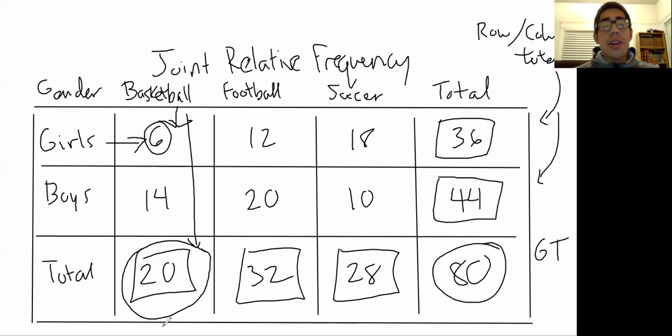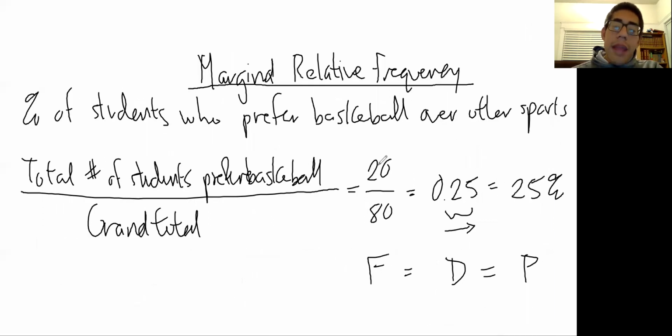So that's 20 is our numerator, and we're going to divide it by, what are we going to divide by again? The grand total. If you didn't say grand total, you should have. Remember, we're dividing everything by the grand total. Joint and marginal relative frequencies, you're going to have to divide by the grand total. Conditional is going to be something else. Okay, so here we have 20, and it'll be divided by our grand total, which is 80.